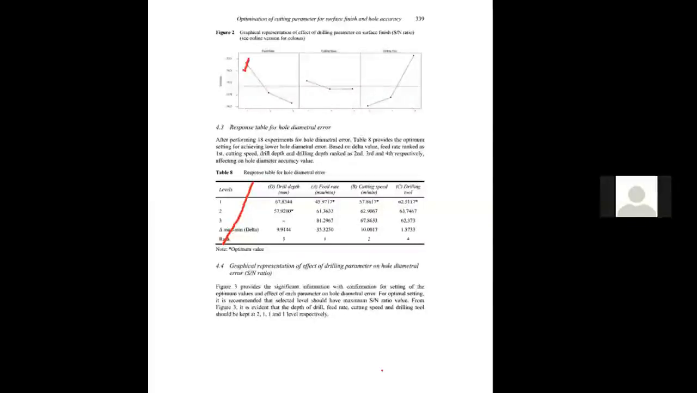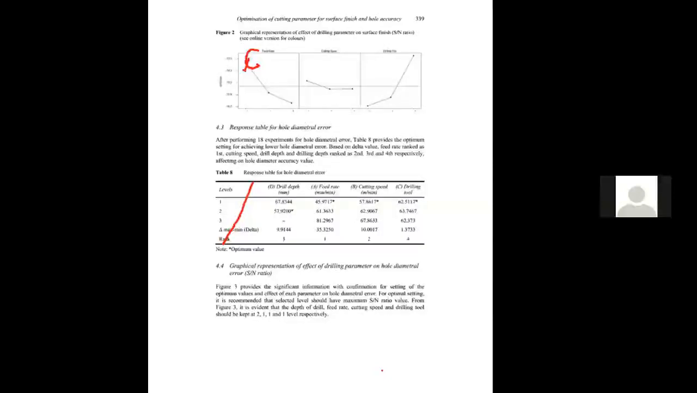Now we have to get input parameters and levels, but we don't know at which levels we have to keep them. For achieving maximum surface finish or maximum hole accuracy, what should be the amount of feed? So I am saying with confidence now that I have to keep feed at level number 1, that is 0.1. Feed should be 0.1 to achieve the maximum surface finish or hole accuracy, whatever.